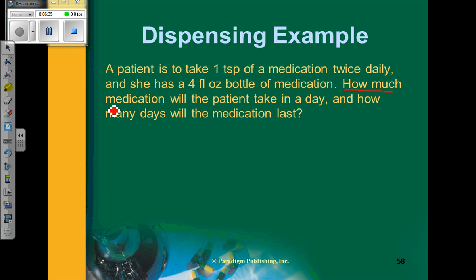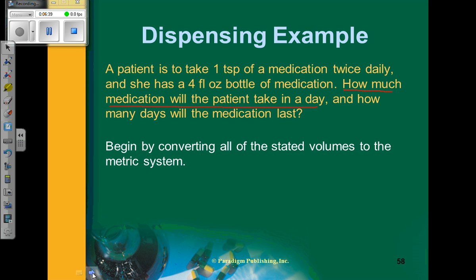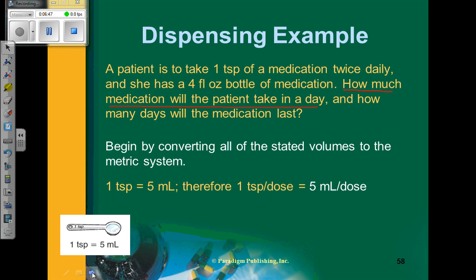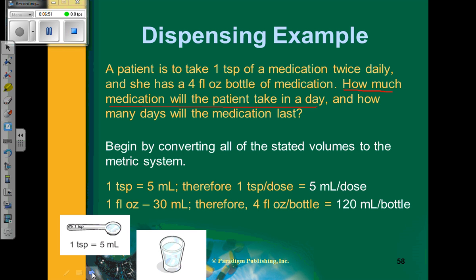How much medication will the patient take in a day? So you want to begin by converting all of the stated volumes to the metric system. So just remember 1 teaspoon equals 5 milliliters, and 1 ounce equals 30 milliliters.